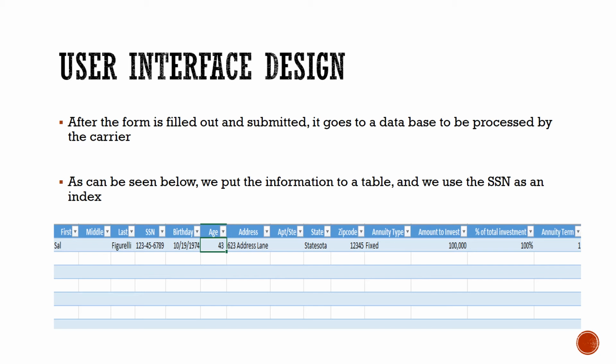For example, Social Security number 123456789 is going to bring up a gentleman by the name of Sal Figurelli. Sal is 43. He lives at 623 Address Lane in State Soda. Now, if you look off to the right, you can also see what kind of product he's interested in. It says the annuity type is fixed, how much he would like to invest, which is $100,000, and what percentage of the total investment he wants to put into that annuity type. So as you can see here, he wants to just buy a fixed annuity for $100,000 that lasts 1 year.